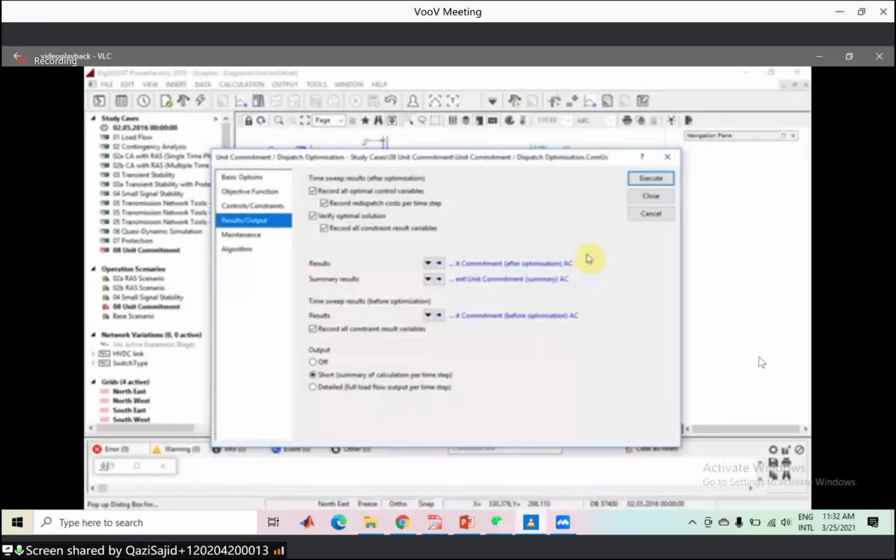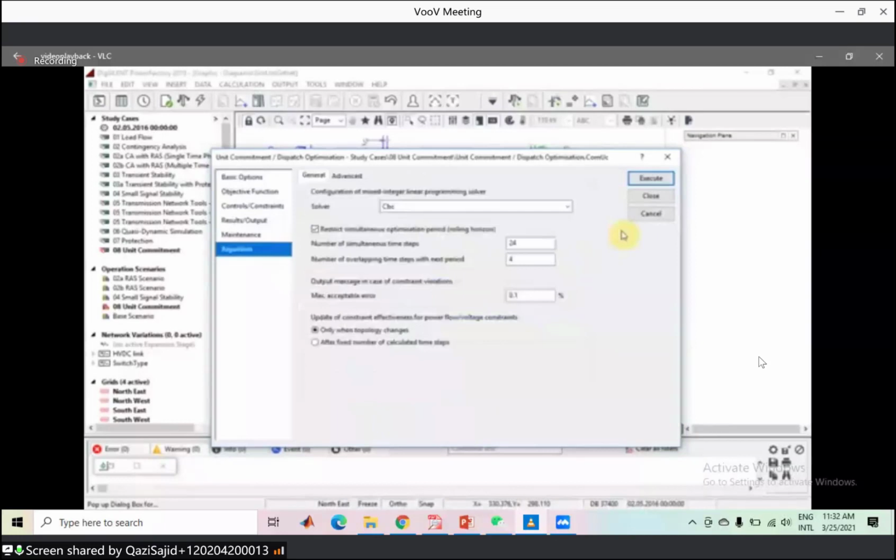On the algorithm page, the user can select one of the two inbuilt solvers, but there is also the possibility to make use of an external linear programming solver to make the calculation much faster. We will use the recommended default CPC solver.